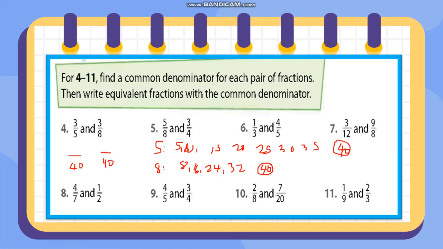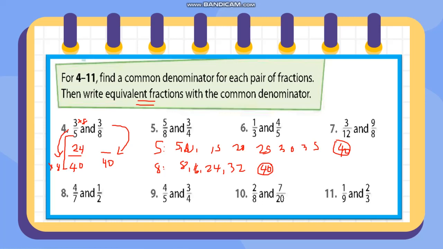Now let's find the equivalent fractions. How to find the equivalent fraction? This 3/5 is for this fraction, and 3/8 is for the other. Look at the denominator, you have 5. How does 5 become 40? That is multiplied by 8. So you need to multiply the numerator by 8 also. 3 multiplied by 8 is 24. So 24/40 is the equivalent fraction of 3/5.